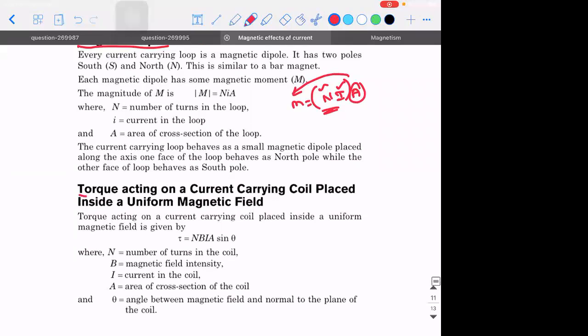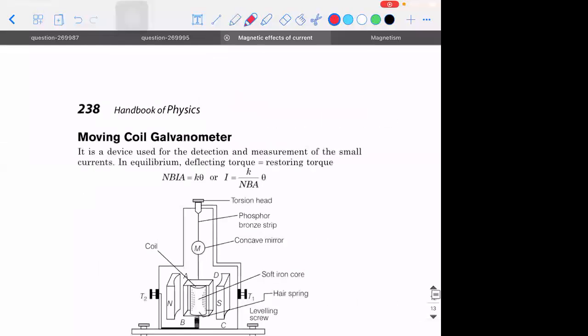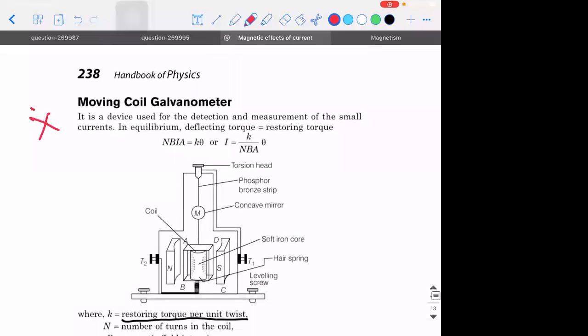Right? So what is the torque acting on a current carrying coil placed inside a uniform magnetic field? That is given by the expression torque is equal to N into I into B A sine theta, where theta is the angle between what? Where theta is the angle between the magnetic field and the normal to the plane of the coil. Okay, I hope all these points are clear. This is an important one.